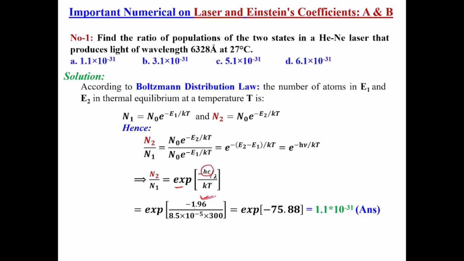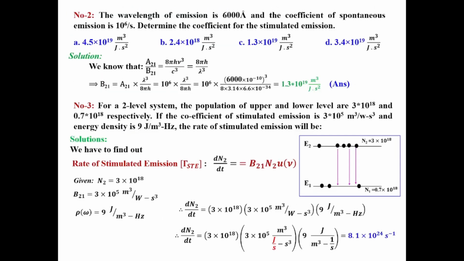The exponent of minus 1.96 you can calculate in rough work itself. From the multiplication of h and c, you get this value, divided by k, which is 8.6 into 10 to the minus 5 electron volt per Kelvin. T is 300 Kelvin, since it is given that the temperature is 27 degrees centigrade. So you just calculate it, and you will find the answer is 1.1 into 10 to the minus 31. So this will be the correct answer. Now we are going to go for the next question.